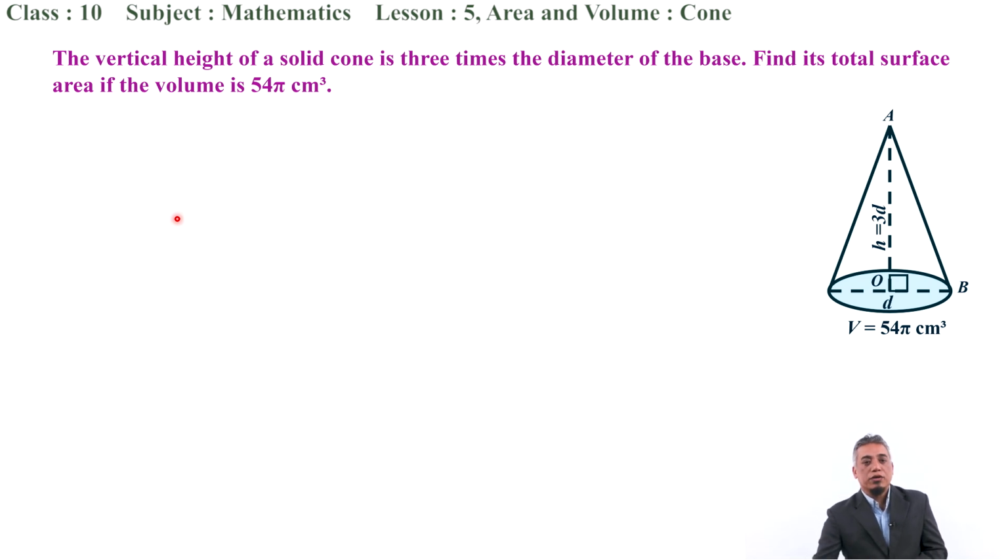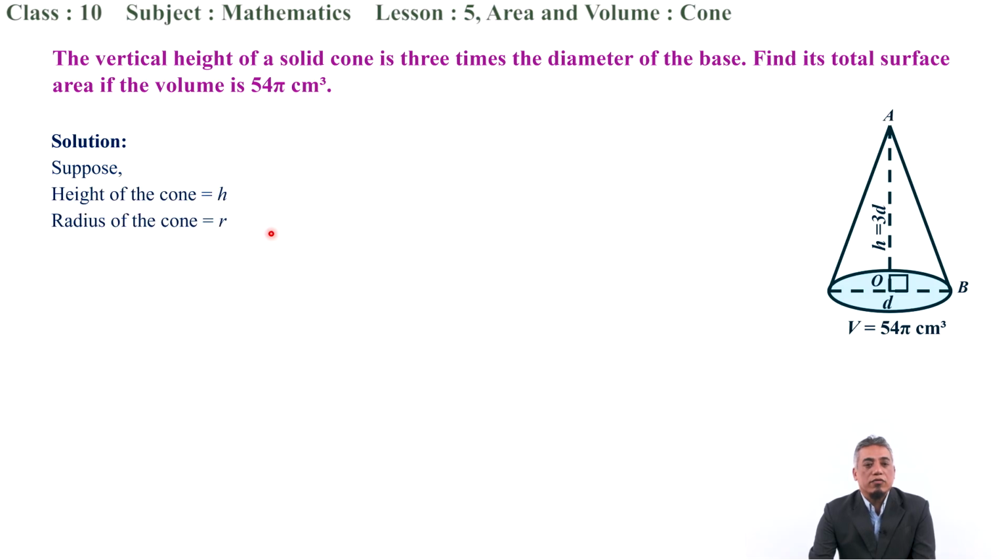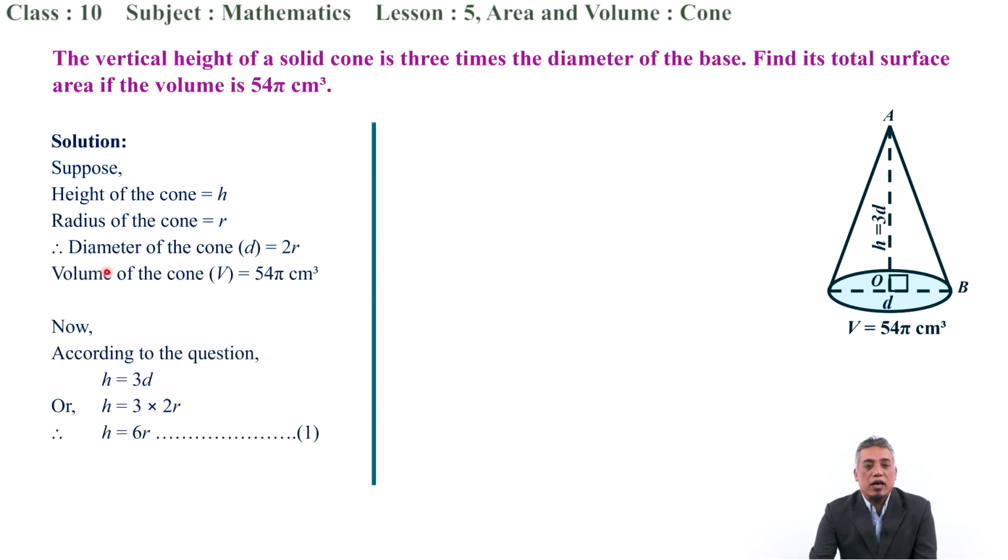Okay. So no other information is given here, just the ratio of height and diameter and then volume. Okay. We just suppose that the height of a cone is h. We'll be using this letter for height. We will be using r for radius, and diameter equals 2r. Then volume is also given here, we just copied it here.